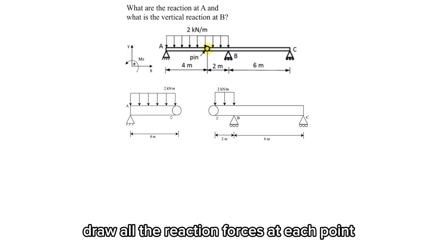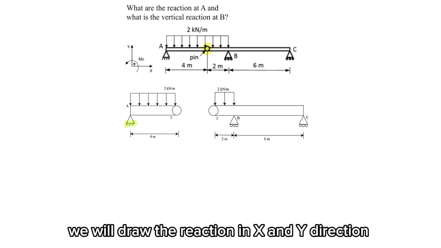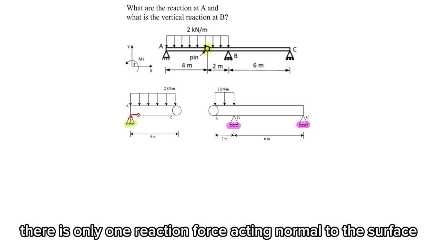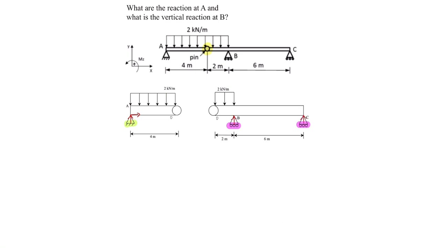Draw all the reaction forces at each point. Point A is a pin support. We will draw the reaction in X and Y direction. Point B and C are both roller supports. Therefore, there is only one reaction force acting normal to the surface, which will only react in Y direction.